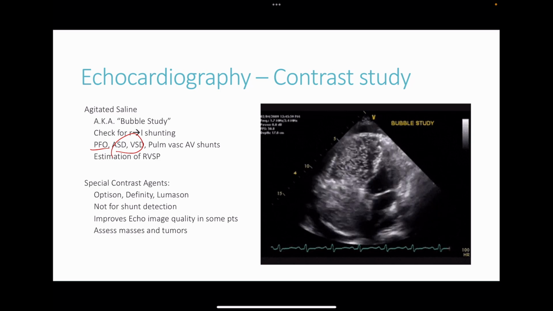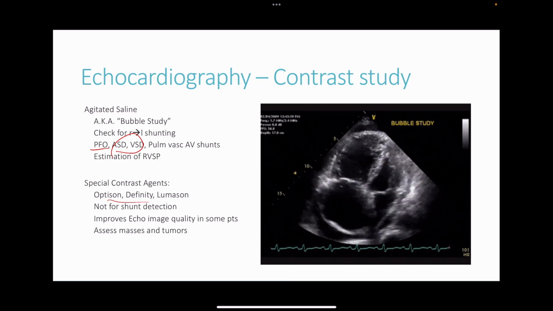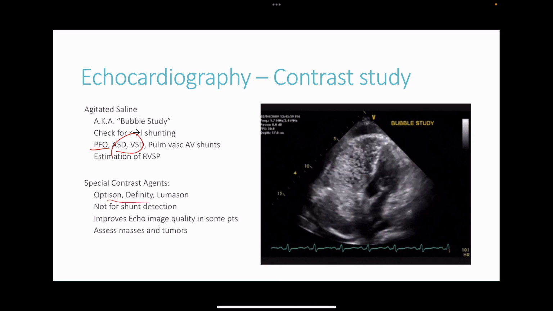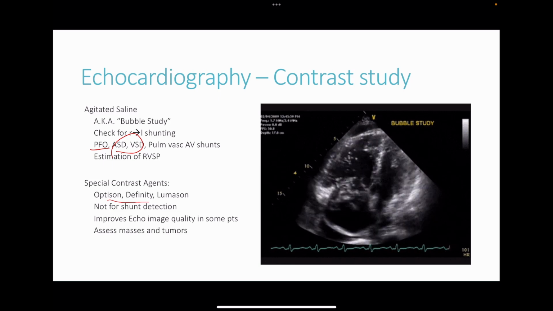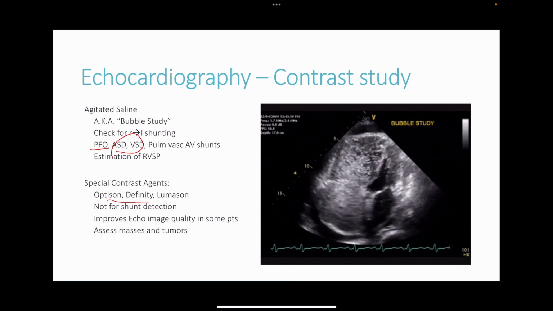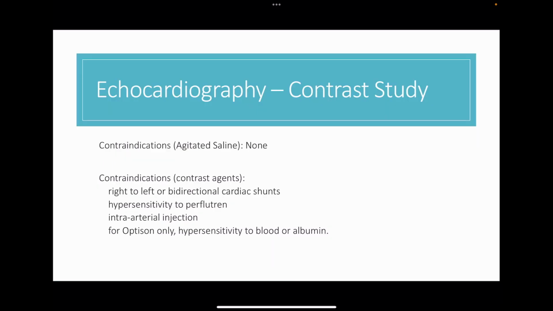There are also some contrast agents you can use with regards to echo quality, but they don't really use a whole lot of contrast when it comes to echo. The bubble study is pretty much as far as they'll go. Contraindications to the saline is none, but if they have a contrast agent, look at kidney function first, see how the kidneys are before you start giving them contrast, and so forth.